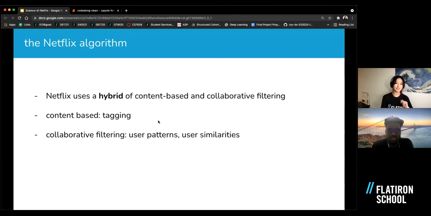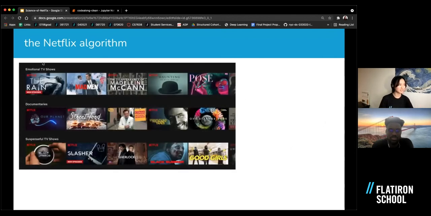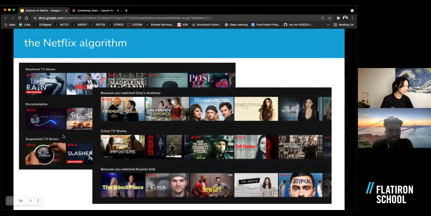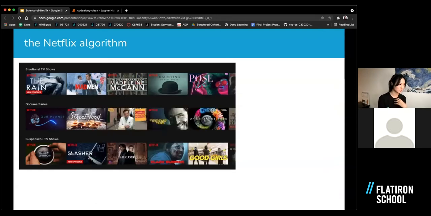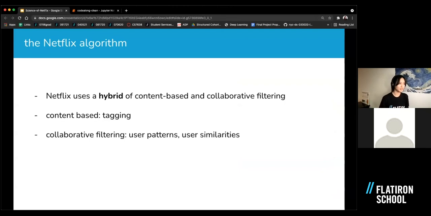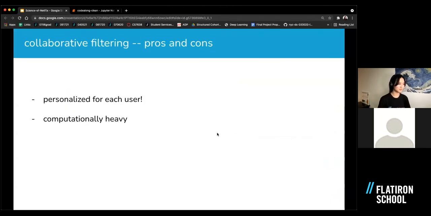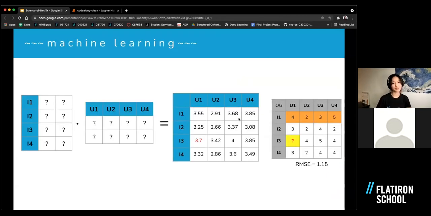But what they used to do was manually tag movies, and that helped with their content-based approach. If you're familiar with Netflix, they have categories like emotional TV shows, documentaries, suspenseful TV shows, crime shows. At some point they actually had people watching content and tagging everything. Each of these tags ends up being a feature they can use in their content-based approach. Where the collaborative filtering comes in is that instead of each item being a single movie, it ends up being a group of movies, based on how they decided to group them together. That's more along the lines of how they do the hybrid, from what I've read.